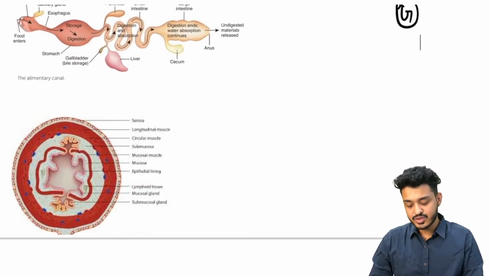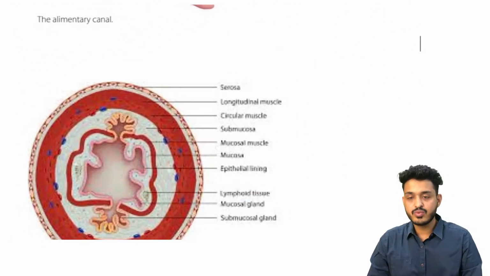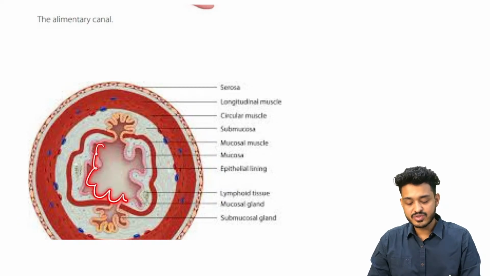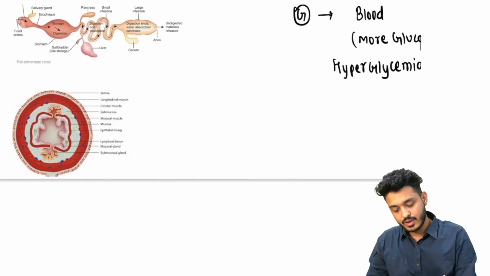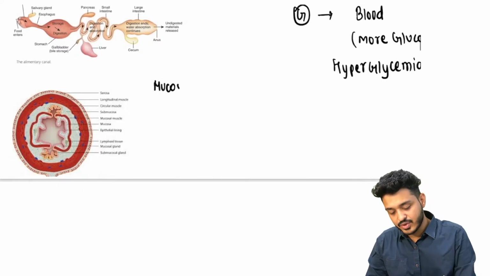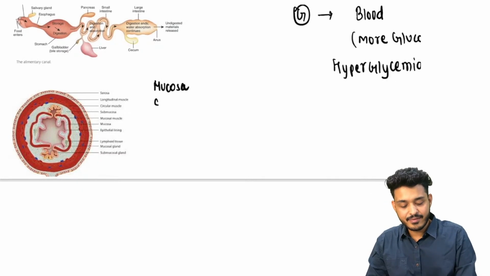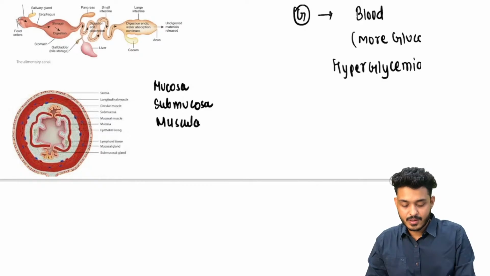What are the layers do we have in our GIT? We are having 4 layers. The innermost layer is going to be the mucosa. Then we are having submucosa. Then we are having muscularis. And lastly, we are having serosa, right?